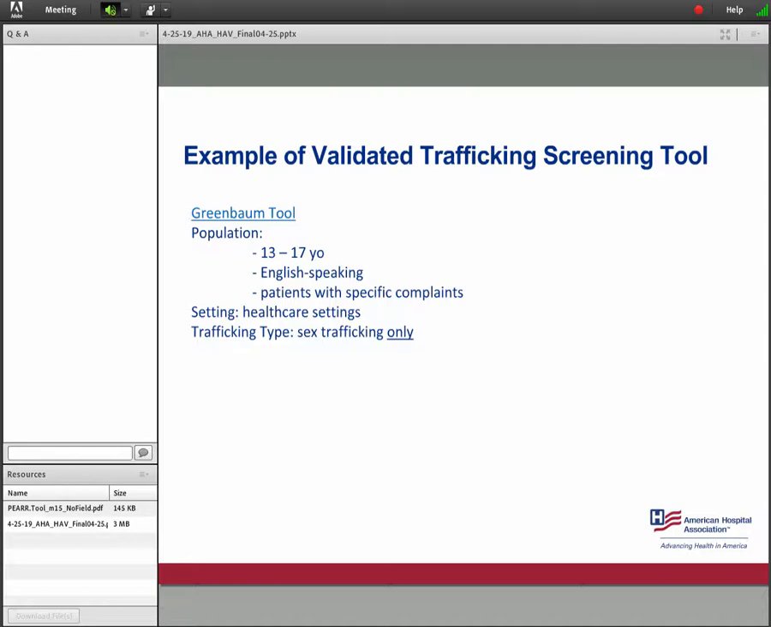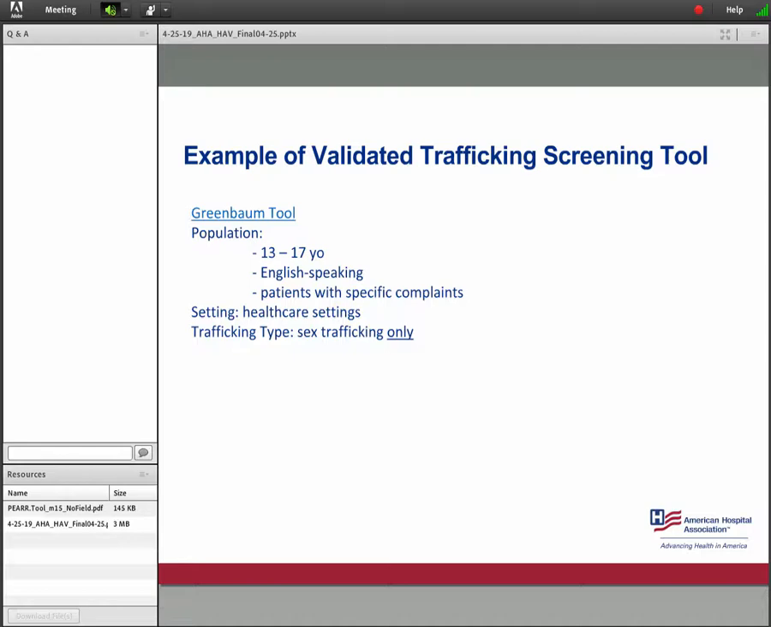So we're missing a major form of trafficking that we know, based on recent literature in the past 5 to 7 years, that young people experience. We're missing labor trafficking. If you click on the hyperlink later when the PowerPoint is available, that'll take you to the Greenbaum tool so you can think about what specific complaints you might want to be thinking about using that for.